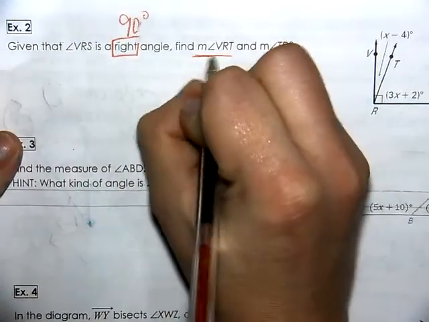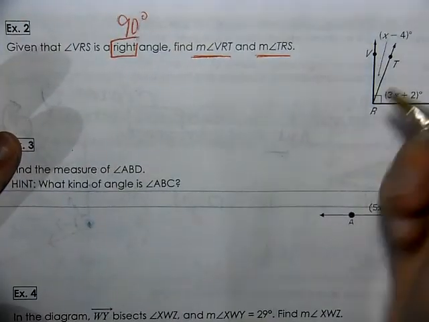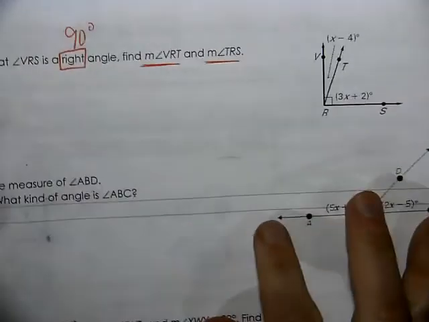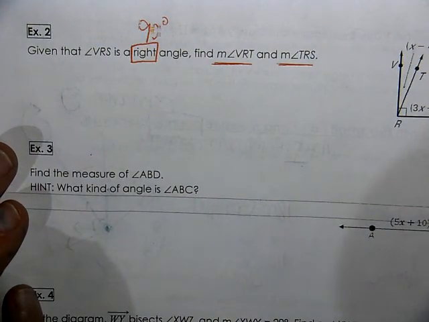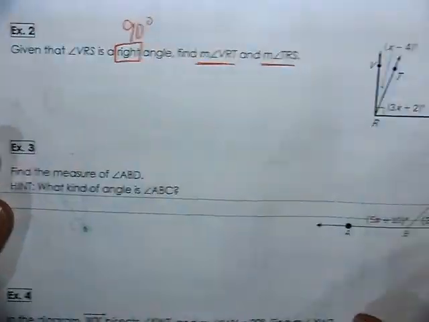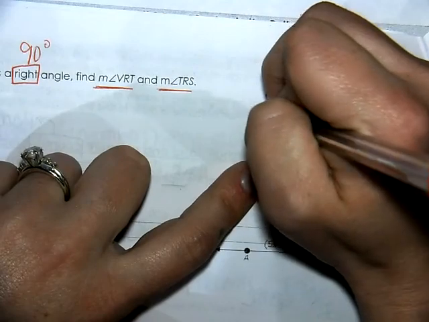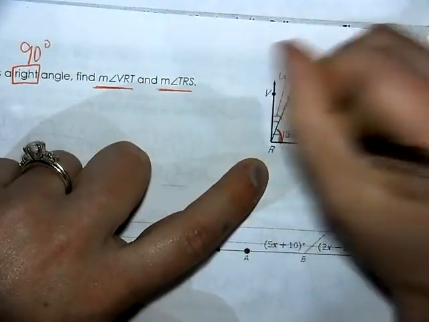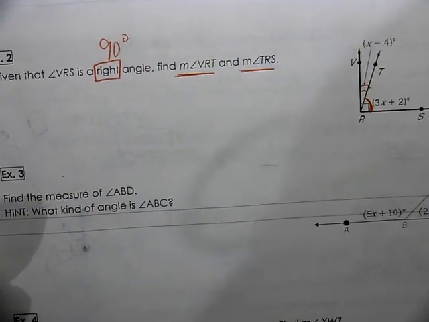So now we're going to try to find the measure of angle VRT and the measure of angle TRS. So we know this whole angle is 90 degrees. In this problem, do you see the word bisect? No. So because you do not see the word bisect, we cannot set these two angles equal to each other. They have completely different measures. So they'll have completely different arc marks. So we cannot say that they are equal to each other.